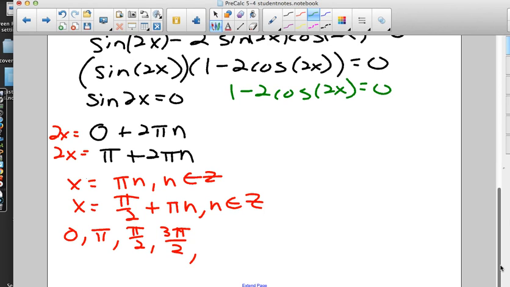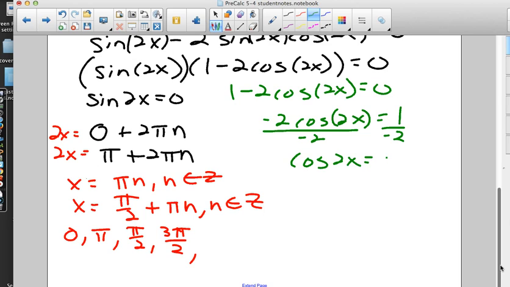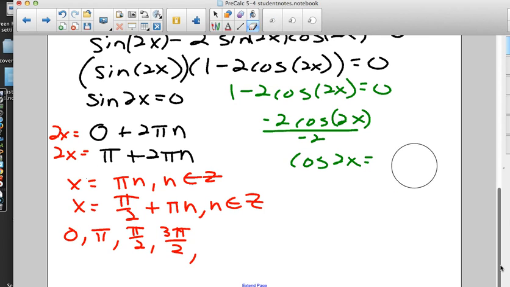What would you do to solve it algebraically? Subtract 1. Divided by -2. Oops, my negative looked like my subtraction there. Yeah, it slid in there.